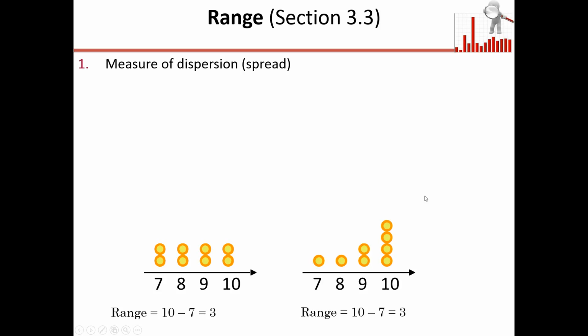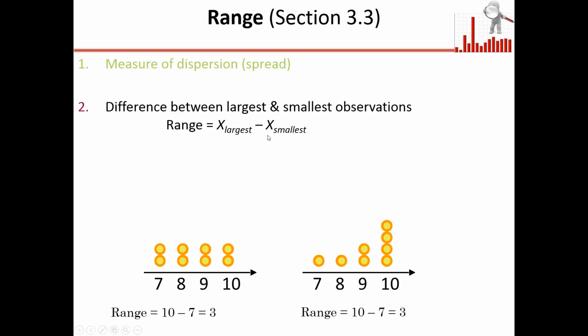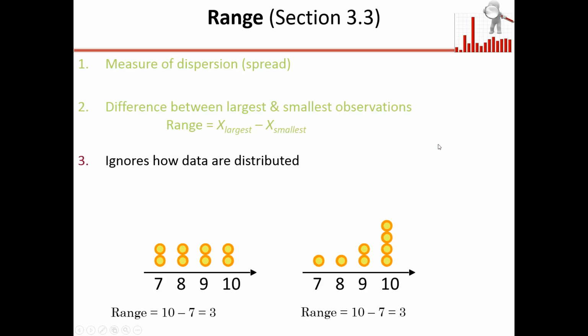Okay, so range, this is a measure of dispersion. This is spread, variation. So range is one measure of spread, and the range is just the max minus the min. It's the largest value minus the smallest value. The thing about the range is that it doesn't give you any clue about how the data is distributed. So if you look at these two examples at the bottom of the page, in both cases the range is 3, right? 10 minus 7 is 3, so max minus min is 3 in both cases. But the distributions are very different.